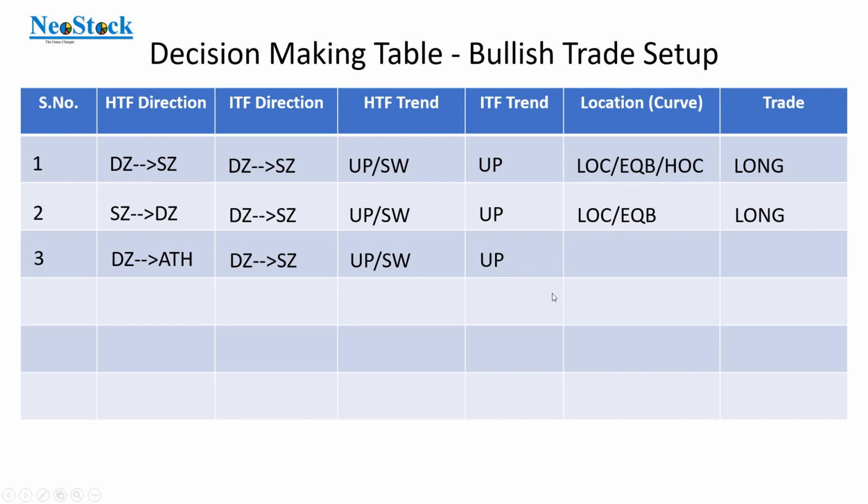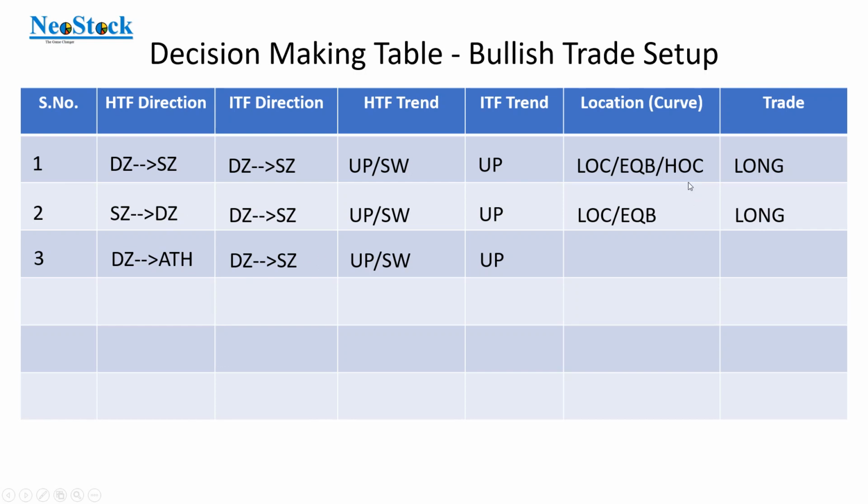Now you may ask a question. Because now it is demand zone to all-time high, can we trade in all three locations: low on the curve, equilibrium, high on the curve? Just think a while. The answer is no. Why no? Because here demand zone to all-time high it is moving. Here demand zone to supply zone it is moving. So why can't we take it in high on the curve?